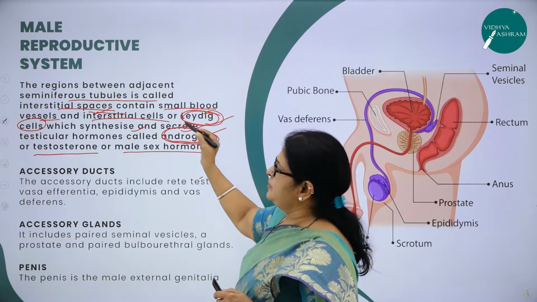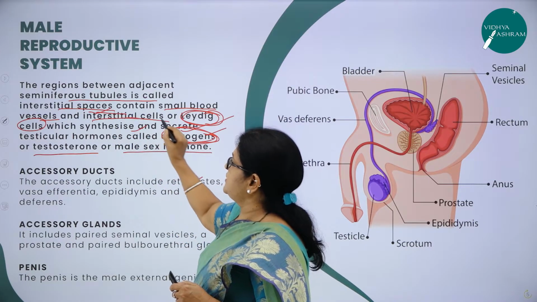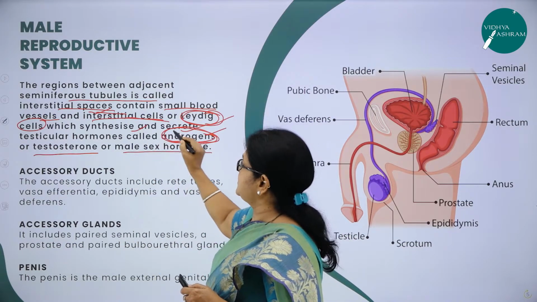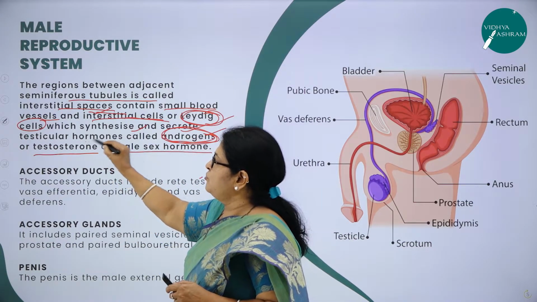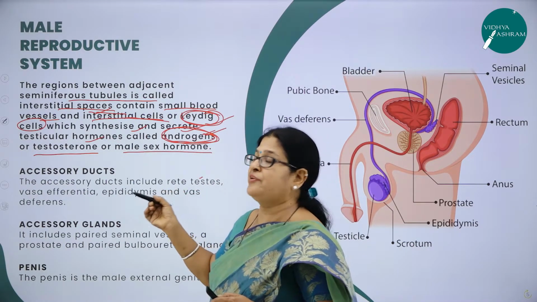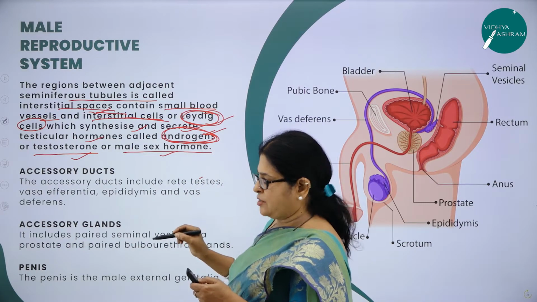So where are they formed? They are formed in the interstitial space. What are they otherwise called? Interstitial cells. What is the role played by the Leydig cells or interstitial cells? To synthesize and secrete a very important hormone called testicular hormone, which is otherwise called androgen. What is the other name for androgen? Testosterone, or it is otherwise called male sex hormone, right?